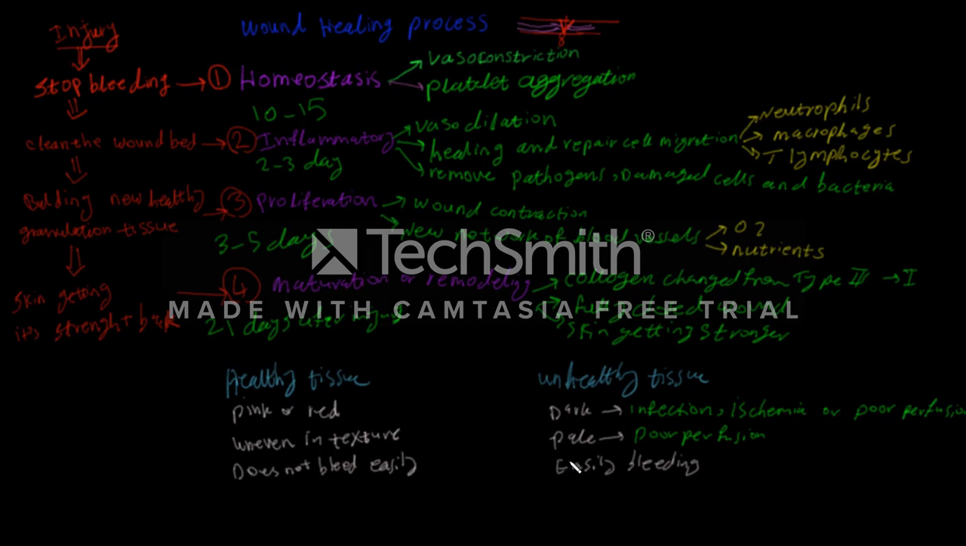And also in this unhealthy tissue we may have other signs and symptoms like pain, redness around the wound, and heat, how hot it is compared to the other side of the body, and also we will get some different color of the tissue on the wound bed. And this is what I was talking about, and this is the end of this video.